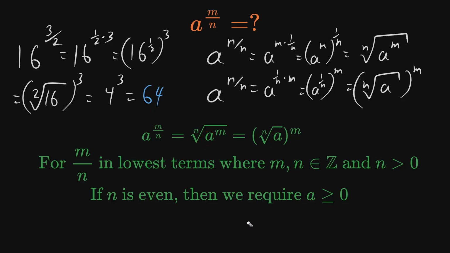And the reason why is because you can't take the even root of a negative number, right? You can't take the square root of -1. That will give you an error. You can't take the 4th root of -1. That will give you an error. So whenever n is even here, whatever's inside here cannot be negative. That's the only extra thing.